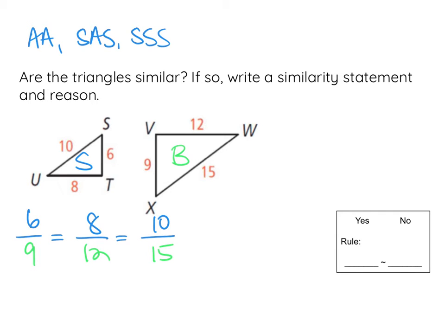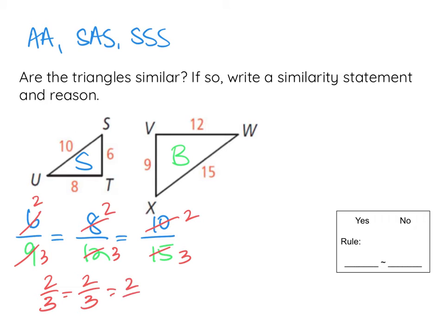Okay, and now I'm going to compare those ratios. So if I look at 6 over 9, if I simplify that, those are both divisible by 3. That's really 2/3. Okay, 8 and 12, if I simplify that, those are both divisible by 4. So that's 2/3 too. So far so good because those two are the same. And then 10 over 15, those are both divisible by 5, which again gives us 2/3. Okay, so we would say yes, those are similar because we have three sides that are proportional. So my rule would be side, side, side.